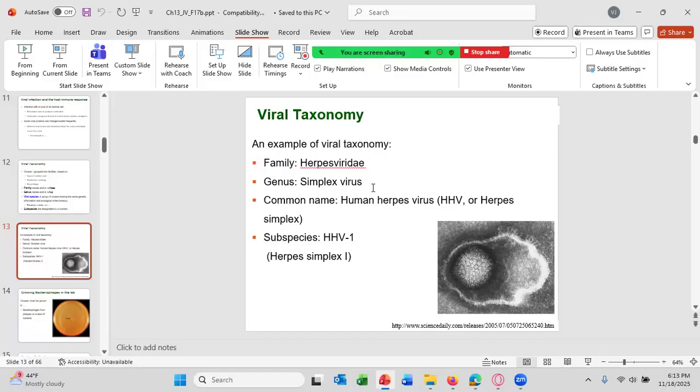This name has not stuck. Even medical professionals don't tend to call it the human herpes virus. They tend to call it the herpes simplex virus type 1. Any questions about that? So the family name ends in viridae. The genus name simply ends in virus. So the herpes simplex virus. And the subspecies, herpes simplex type 1.